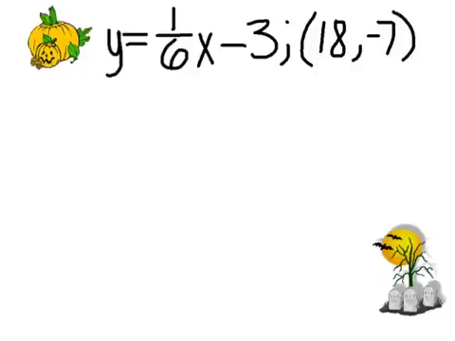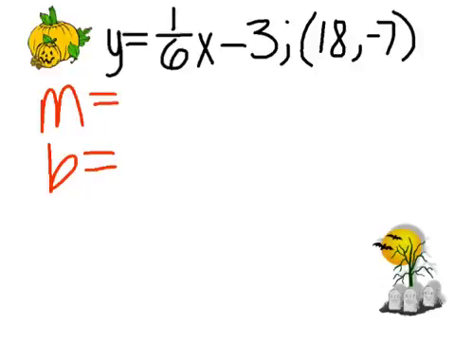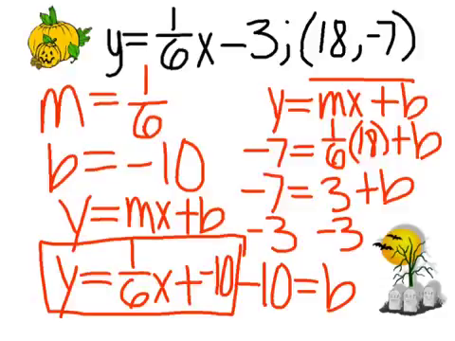Practice problem number 2. What are the two things we want to find? Slope and the y-intercept. We want to find the line that's parallel. We need to find the slope of that line and the y-intercept of that line to plug it in. What is the slope of our new line? 1/6. Slopes are going to be the same.